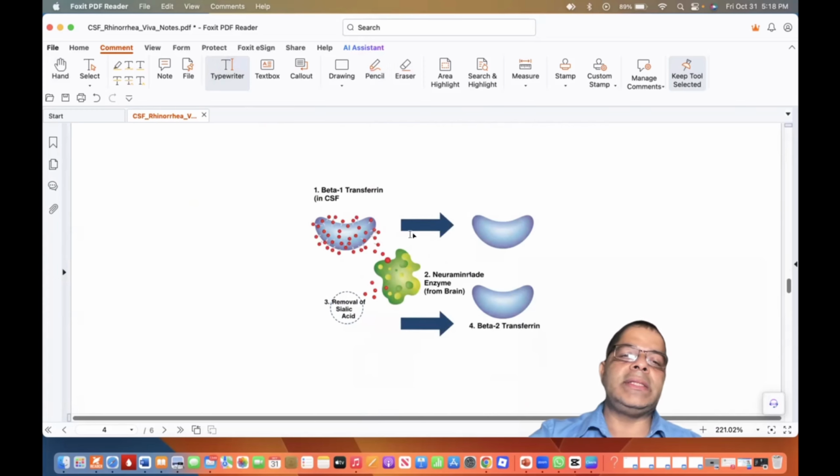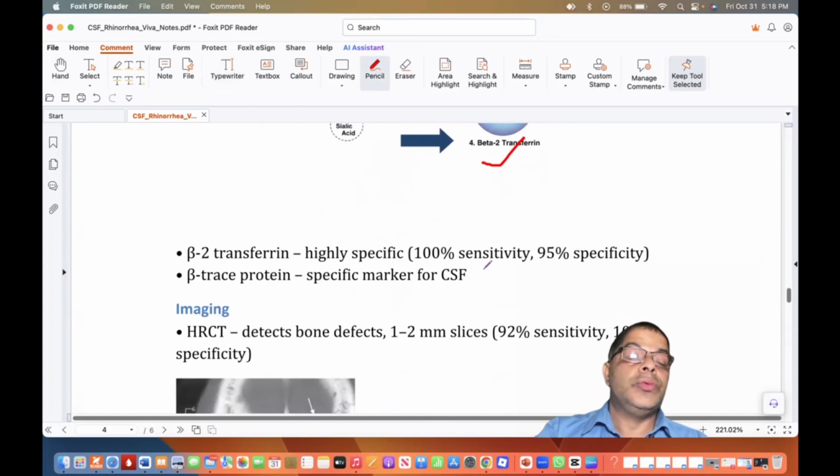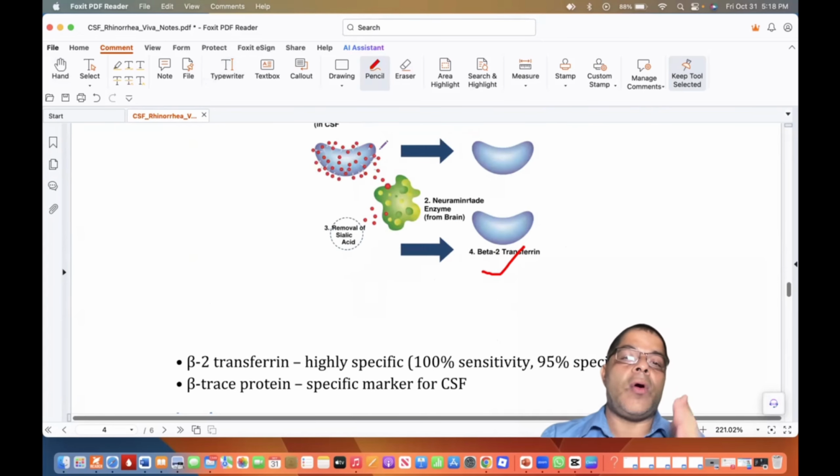Okay, what is caught between two? One is sialic acid and the other is beta 2 transferrin. Beta 2 transferrin is in the brain, this one, but this removes part of the sialic acid. After removing the sialic acid from beta 1 transferrin, it becomes beta 2 transferrin. So it is very, very specific here, because this is cerebral neuraminidase, which catches the beta 1 transferrin. So this is only produced in the brain.